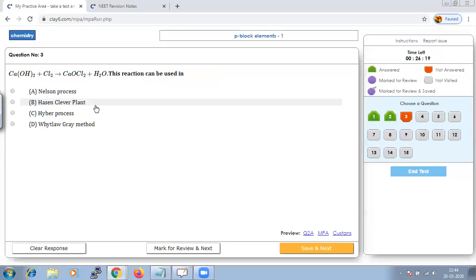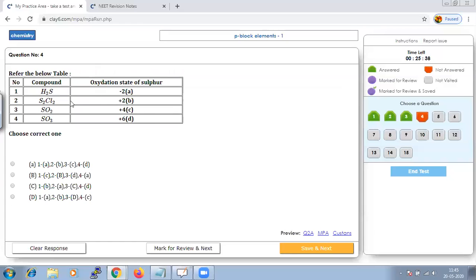And there is an inlet in the uppermost cylinder for providing Ca(OH)2, and the bottom of the cylinder has another inlet from which they provide Cl2. When the reaction takes place, Ca(OH)2 plus Cl2 will give you CaOCl2 plus H2O, and this is a method for preparing bleaching powder. So it is the Hasenclever plant. Let us save that and go to next.